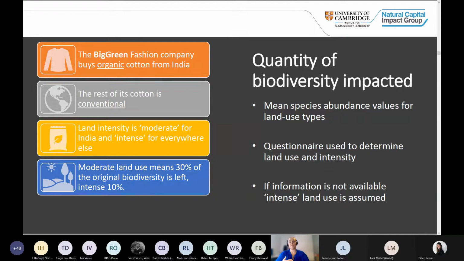So in the instance of the big green fashion company, they know they're buying organic cotton from India and the rest of their cotton is conventional. So in this case, the land intensity for the arable production system is moderate for India and intense for everywhere else, which means that in India, we have about 30% of the original biodiversity left and elsewhere 10%. Next slide.